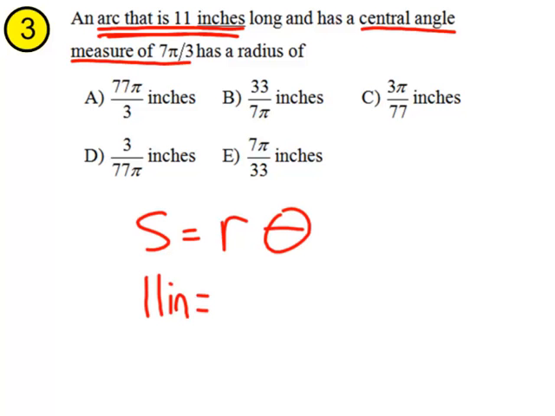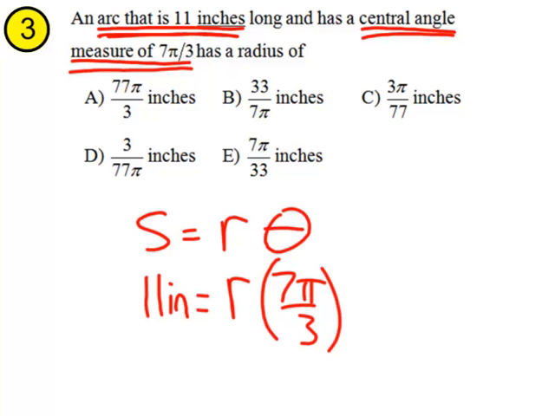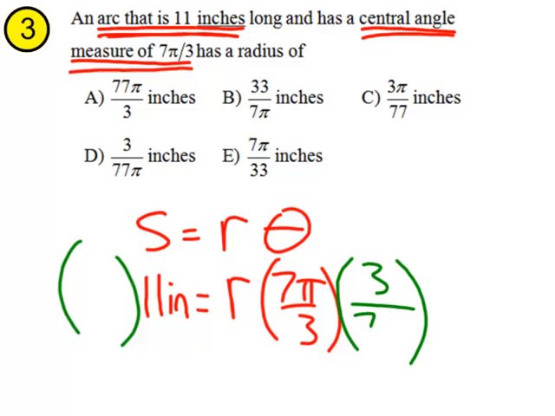Let's plug in the 7 pi over 3 for our angle. And we are left trying to find out what R is. Now, many times students will take the 7 pi over 3 and they'll divide both sides by 7 pi over 3. You may do that. I'm just going to do what I prefer. I prefer to go ahead and just multiply both sides by the reciprocal of that fraction, multiplied by 3 over 7 pi on both sides.